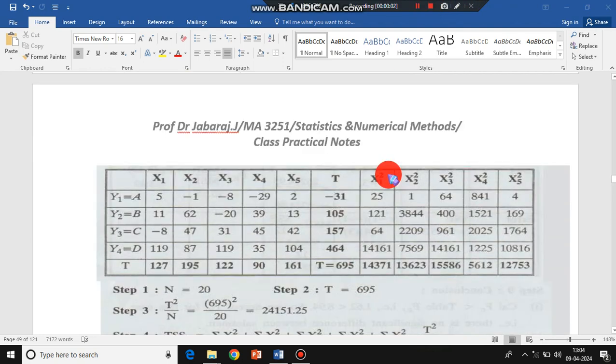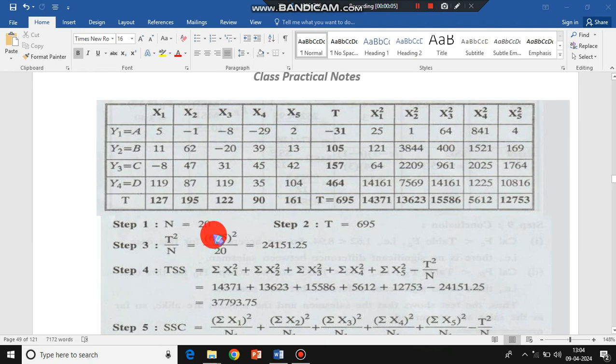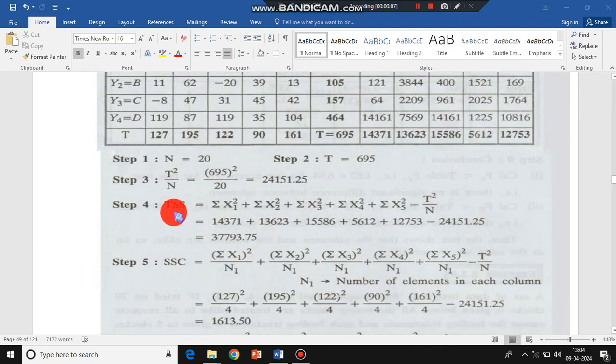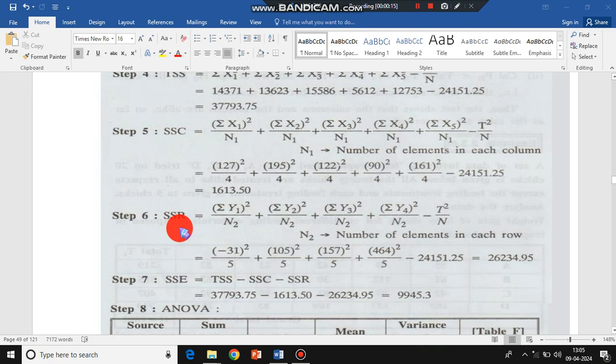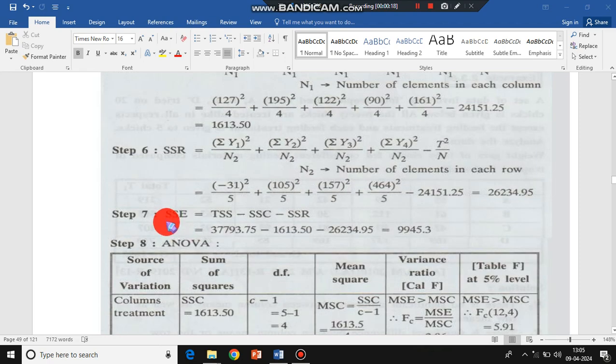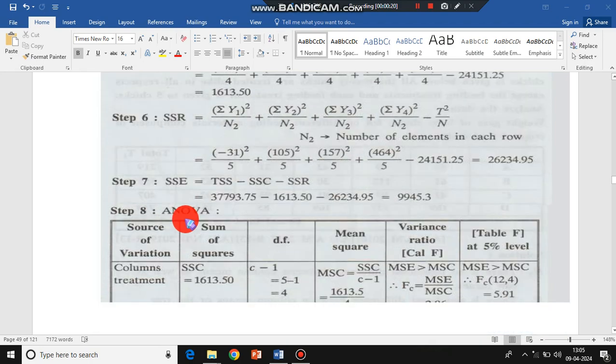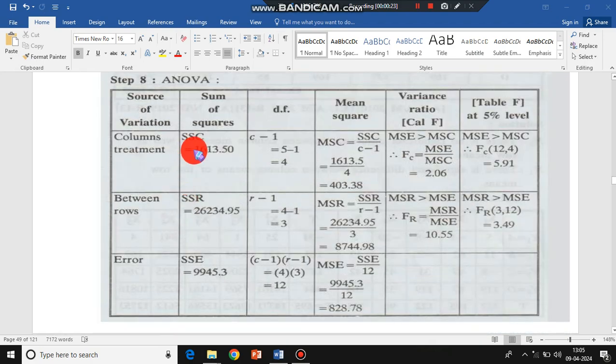And then all components we have calculated, and thereby TSS, total sum of squares, we calculated. SSC, sum of the squares column wise, we calculated. SSR, sum of the squares row wise, we calculated. And SSE, sum of squares error, we calculated. Why we calculated? From that only we can calculate the calculated value of F row wise and column wise, and then we need the tabulated value for column wise and row wise. For that we need the F table here.